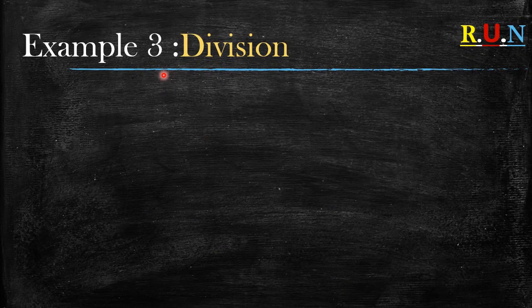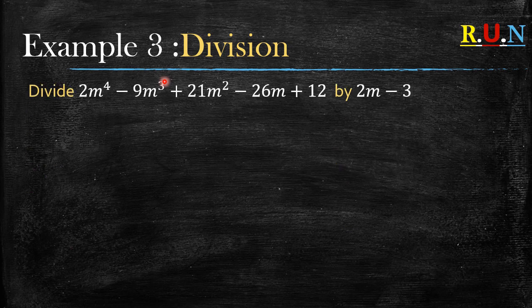So let's look at example number 3. What about when you are given something like this? Divide this by this. So check your exponents. Are they descending? Are they in an orderly manner, or is there one missing? Let's check. The exponent here is 4, here is 3, here it's 2 and 1, and then the constant, which means it's fine.